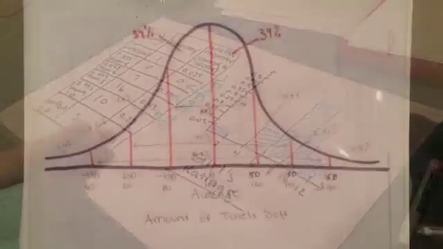0.081. So basically, that's how you make a histogram. Hope it was helpful, and that's it.